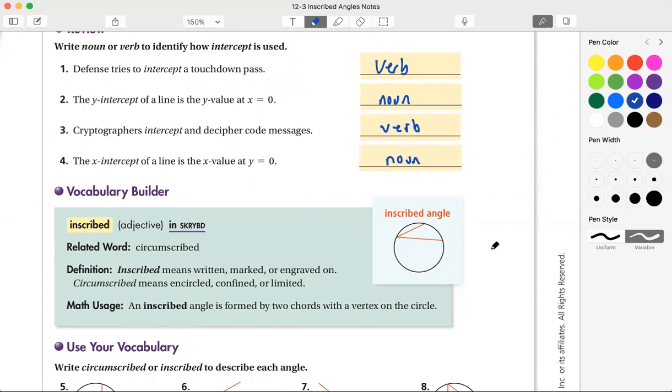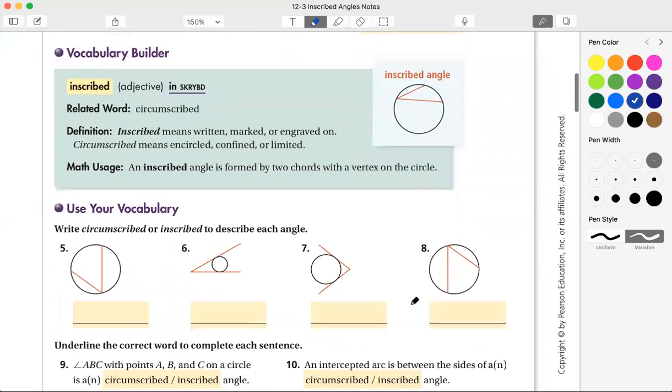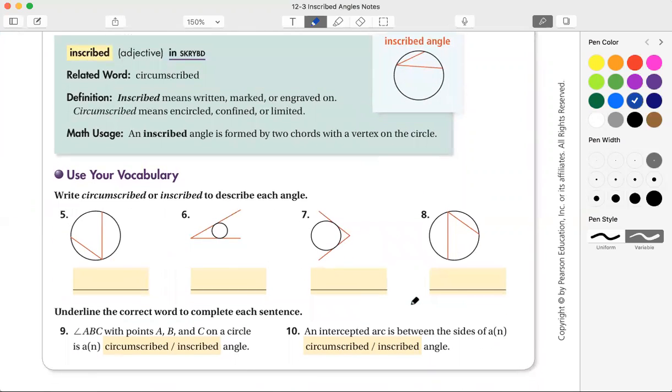So in math, an inscribed angle is formed by two chords with their vertex on the circle. All right, so number 5, this would be an example of an inscribed angle. Number 6 would be an example of a circumscribed. Number 7 would be an example of a circumscribed. Number 8 would be an example of an inscribed.